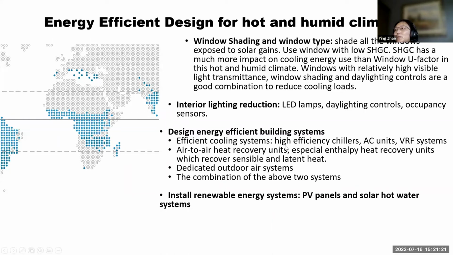for building systems, you can consider high efficiency chillers, AC, and VRF, variable refrigerant flow systems, and consider using an air-to-air heat recovery unit, especially the enthalpy heat recovery unit, which recovers both sensible and latent heat. So the humidity, you can also recover that. And the dedicated outdoor air system, which is very good for that location.